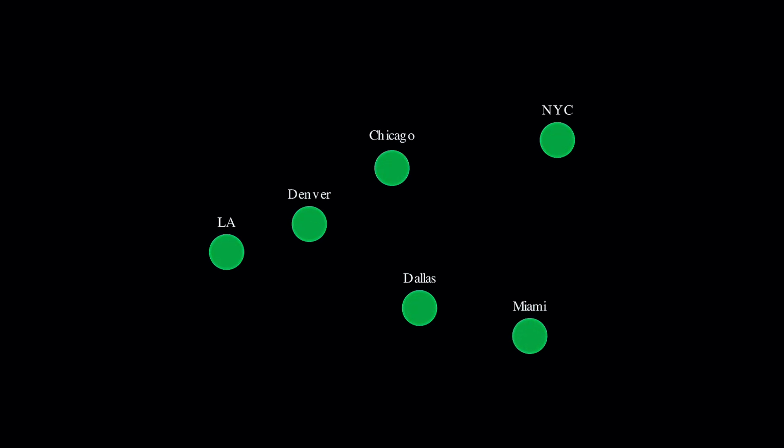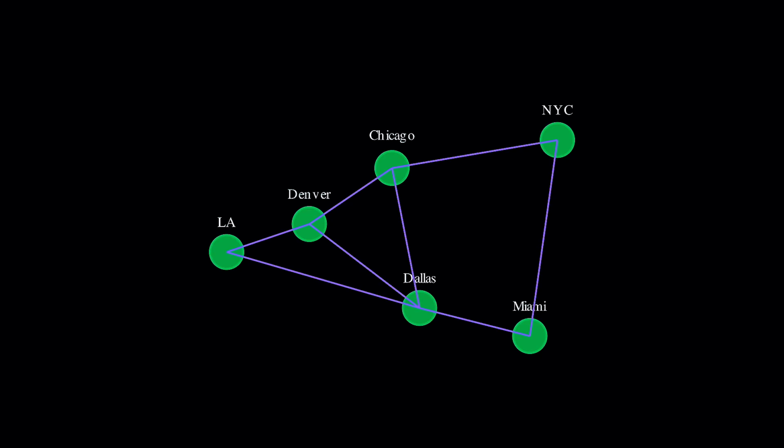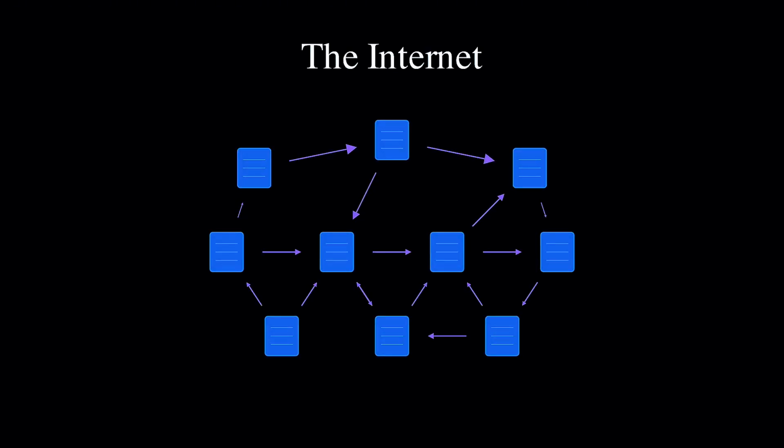Roadmaps are graphs too. Cities are nodes. Highways are edges. GPS navigation finds the shortest path through this graph. And the internet itself is a giant graph. Billions of web pages, each linking to others. Every hyperlink you click is an edge connecting two page nodes.